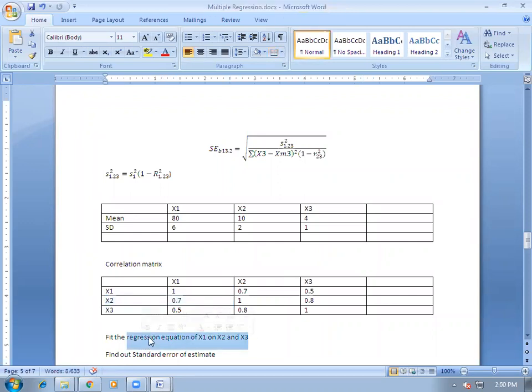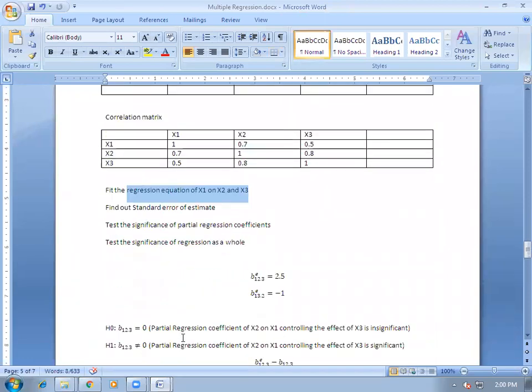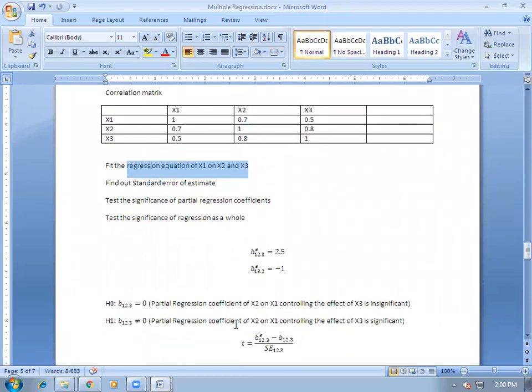How can you fit the regression equation of x1 on x2 and x3? You can watch my video on this fitting of the regression model in case of multiple regression. And after that, these are the values after fitting the regression equation. We will find that b12.3 will be 2.5 and b13.2 will be -1.